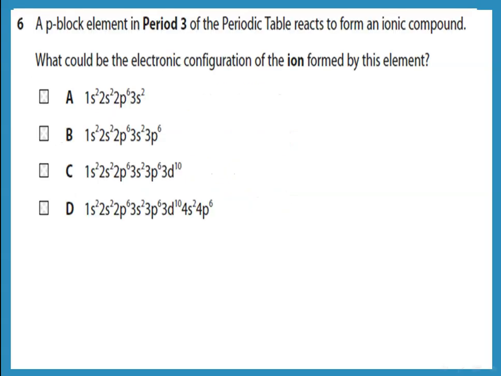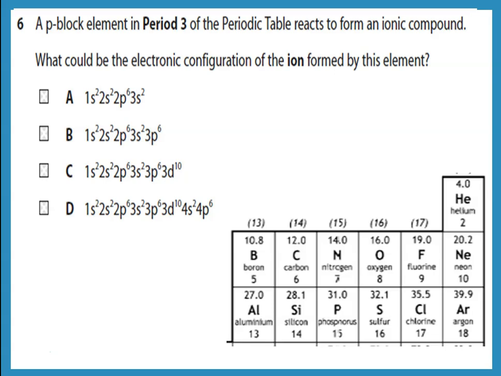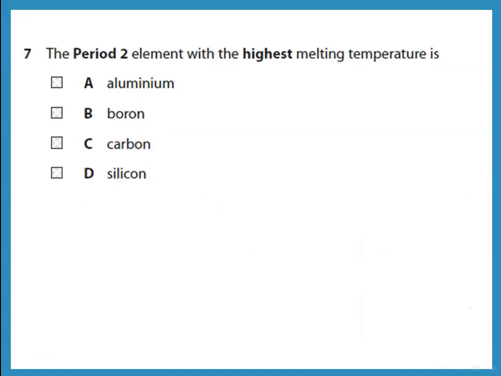Here he's saying a p block element in period 3 reacts to form an ionic compound. What would be the electronic configuration of the ion formed by this element? Remember that if we look at the periodic table, first of all, he wants a p block element. A is not a p block, A is an s block, so A is off. He wants it in period 3. Period 3, that means C and D are off. They are not in period 3. So the one that we can choose, that is in a p block, that means it ends with p, and it's in period 3, that is B.